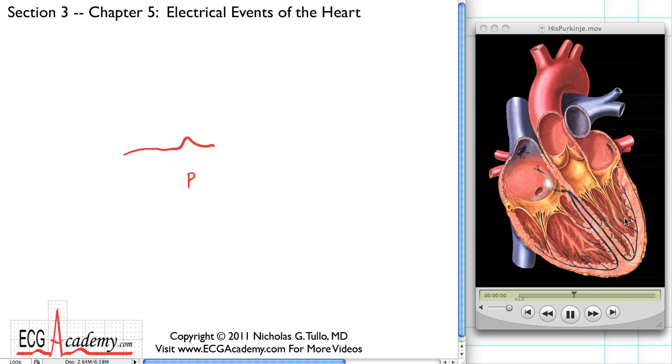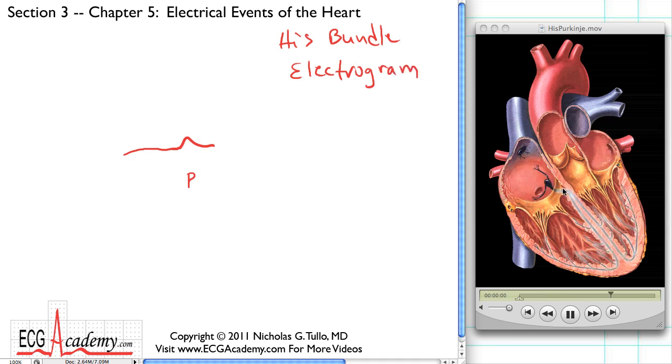Now, can we see this on the surface ECG? The answer is no. We don't really see AV node conduction, and we don't see Purkinje system conduction. We can record it from the inside. And if anyone's ever heard of a His bundle electrogram, that is a technique where we can put a wire into the heart and record the electrical activity of the AV node and the bundle of His directly.